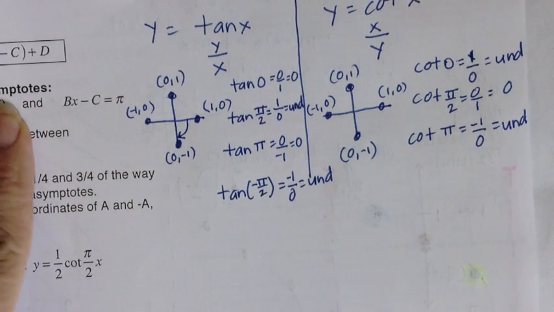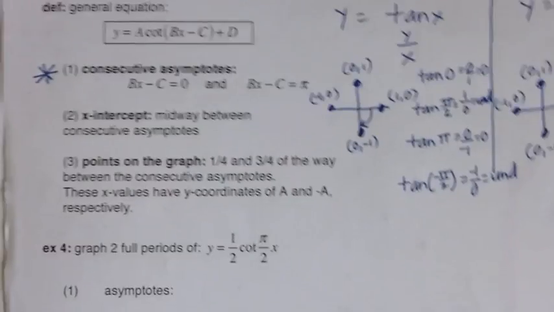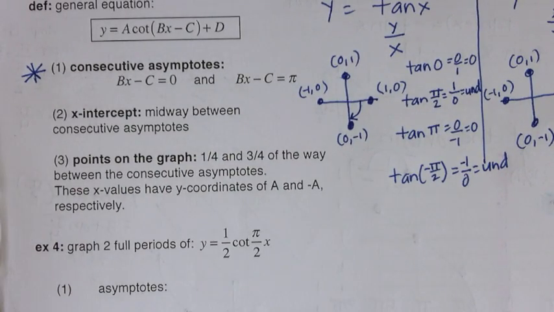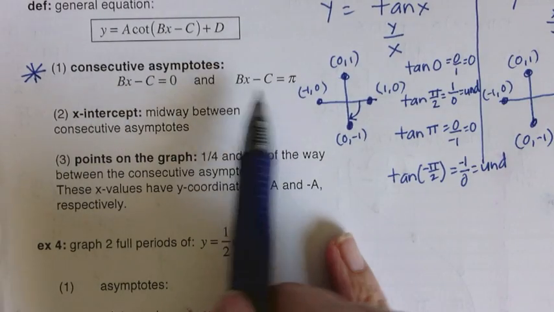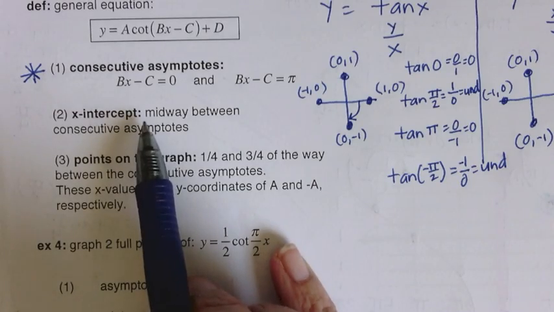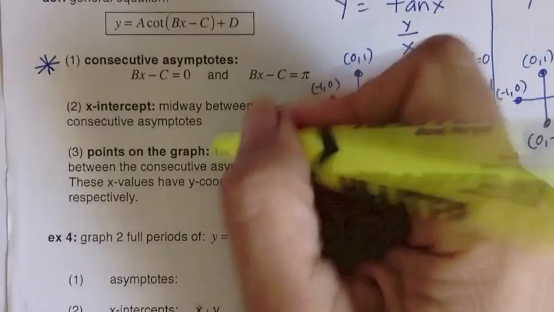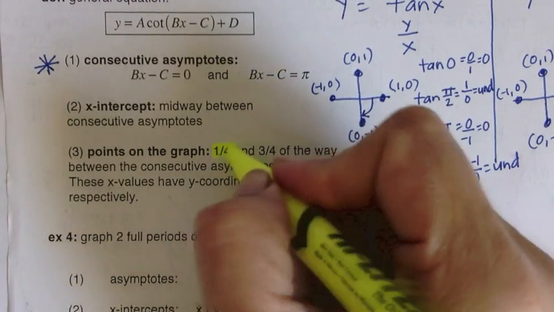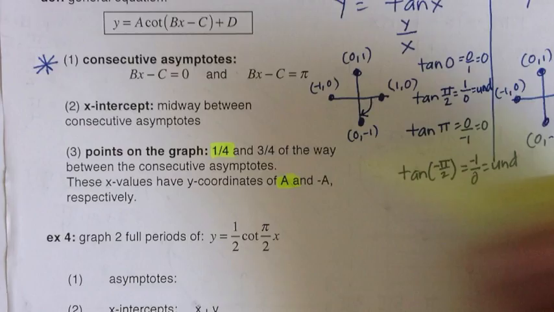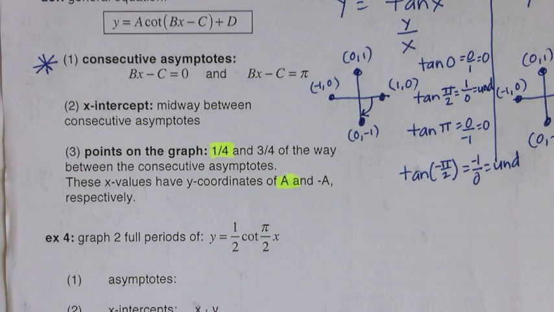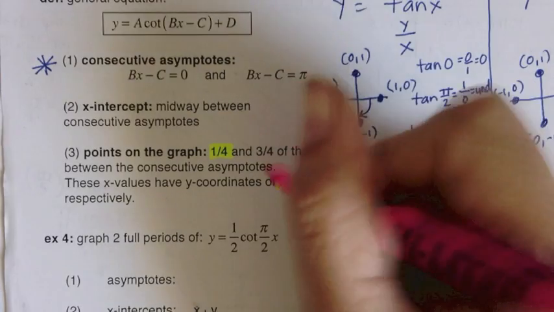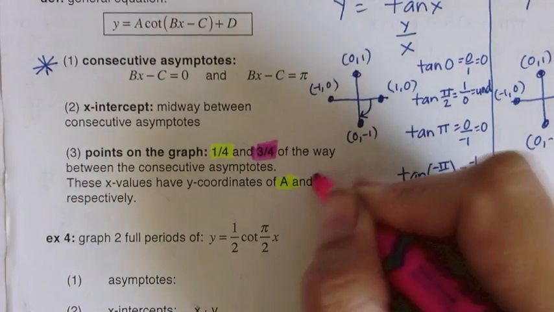So you need to know that right there. That's so important. Those are the two things. That's one thing I should say that's different. The x-intercept is still in the middle, and here's the other part that's different: 1/4 of the way with cotangent, you're actually going to be at the positive amplitude, and at 3/4 of the way, you're going to be at the negative amplitude.